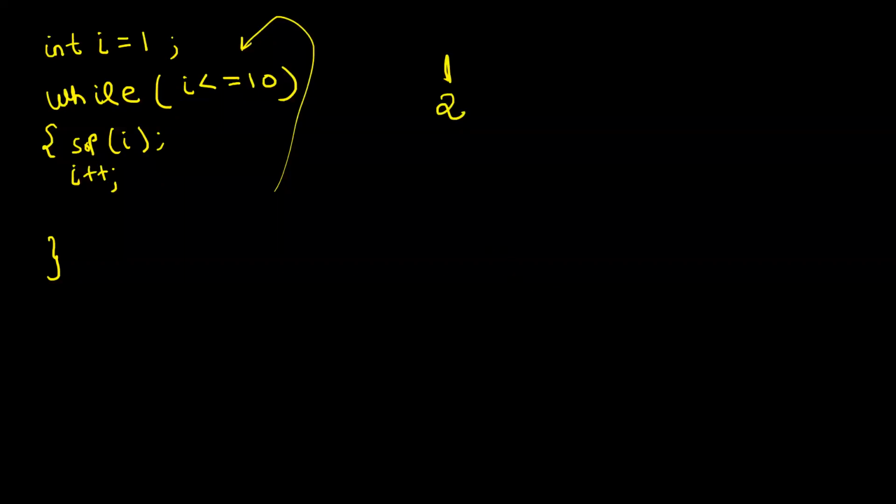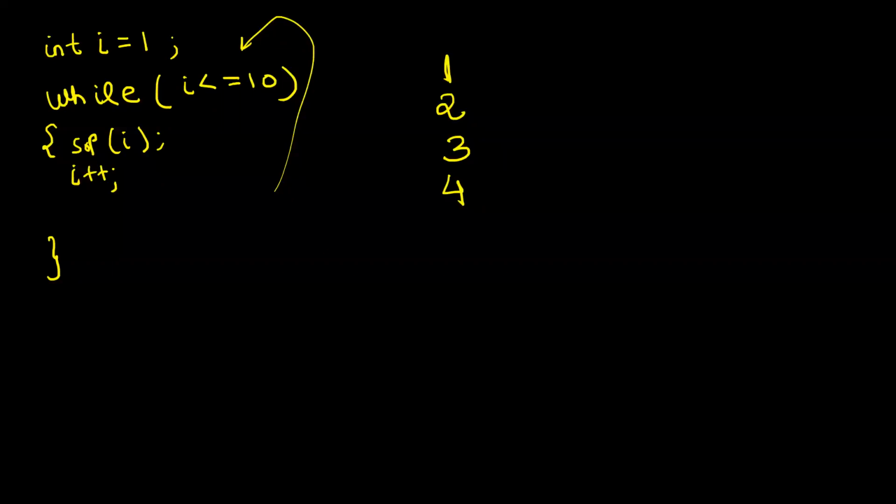Okay. Now, again, what will happen? 3 less than or equal to 10, you enter inside, print 3. Then i++ happens, the value of i becomes 4. Again, you get back to check the condition. 4 less than or equal to 10, yes, you enter inside, print the value of i, which is 4. So likewise, you will print all the values till 10.